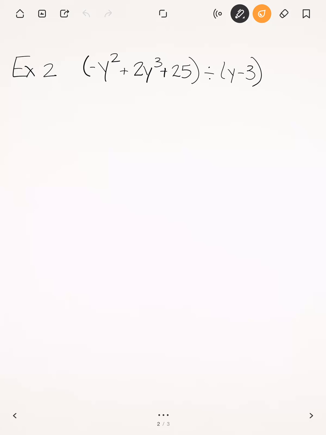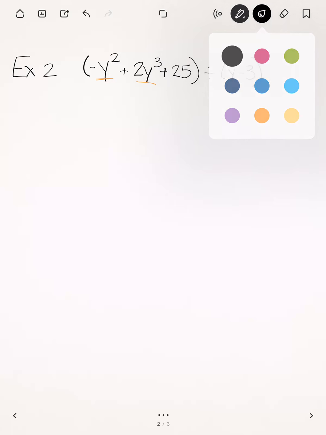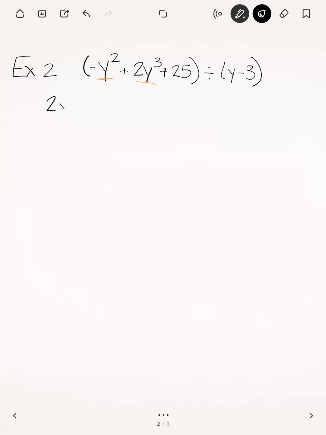Looking at example 2, same thing. But on this example, I noticed that I don't have it in standard form because I have an x squared first, but my highest degree is at 3. So I need to rewrite it. So 2y cubed minus y squared. And after y squared should come a y, but I don't see that I have a y. So I'm going to go ahead and add that in, plus 0y, because we can't be missing anything. And then a positive 25.